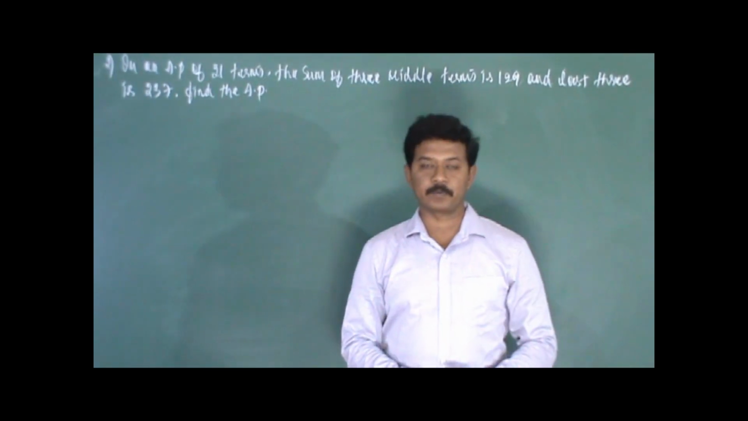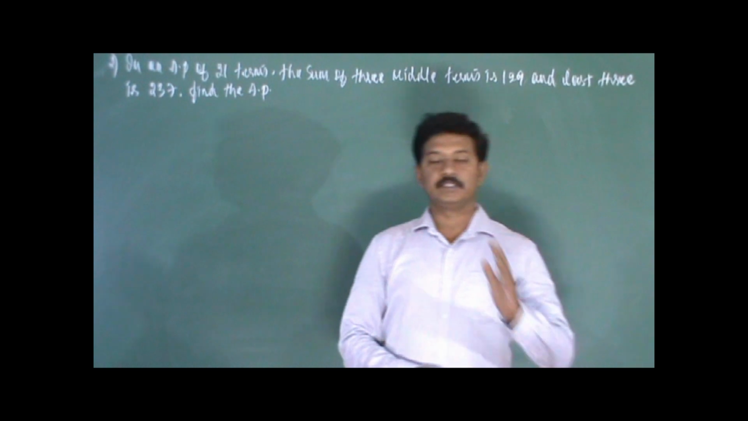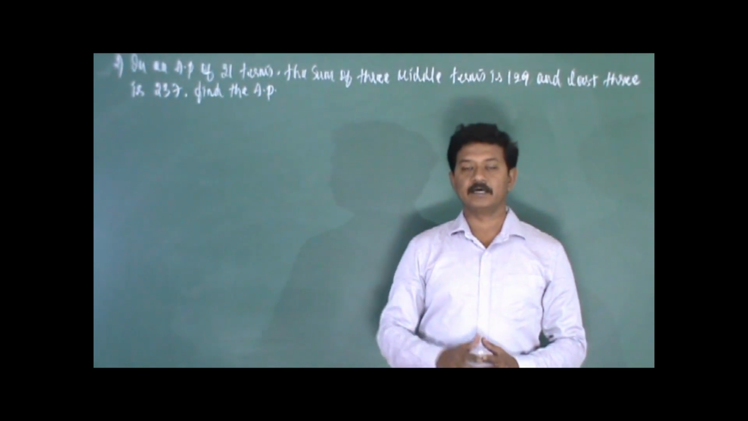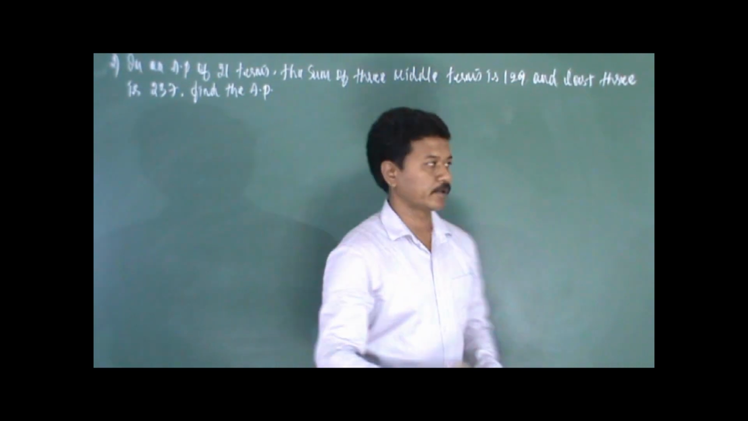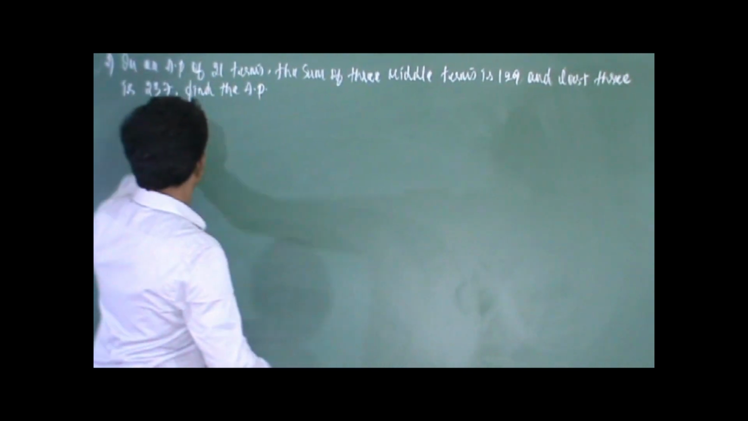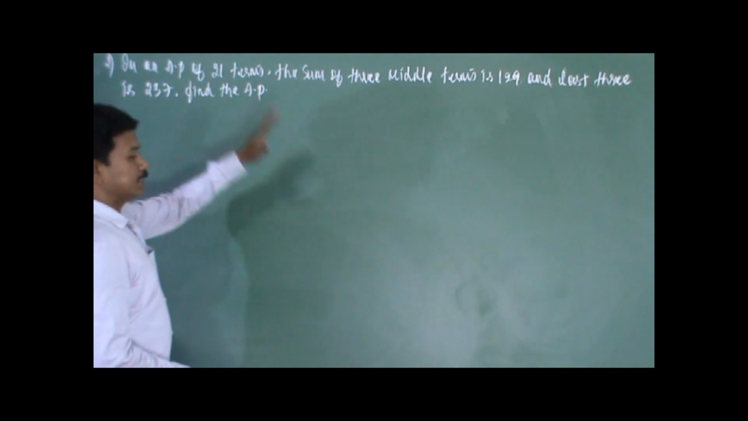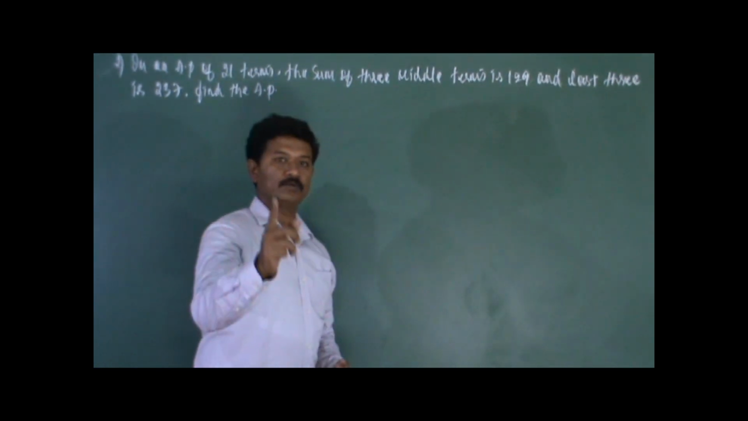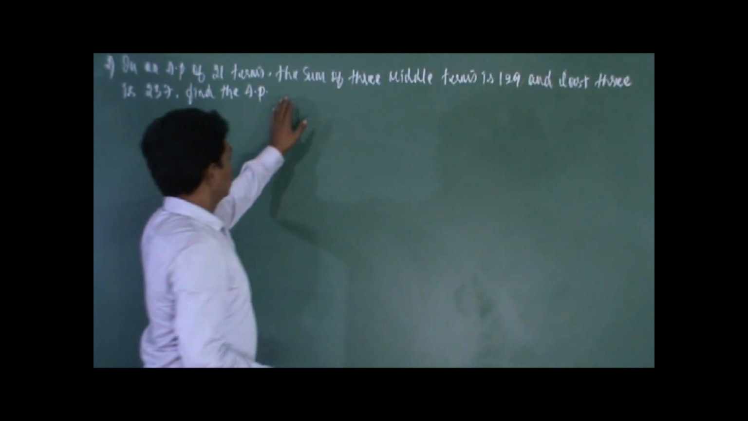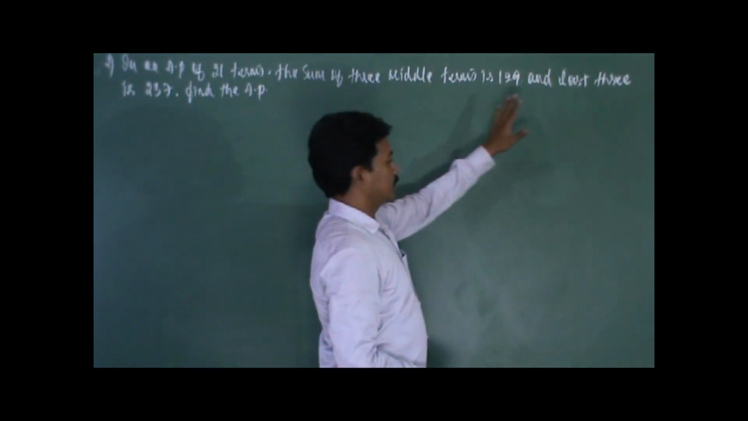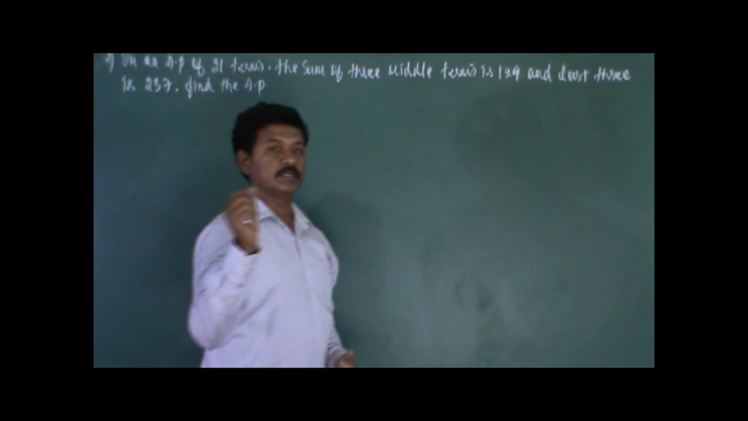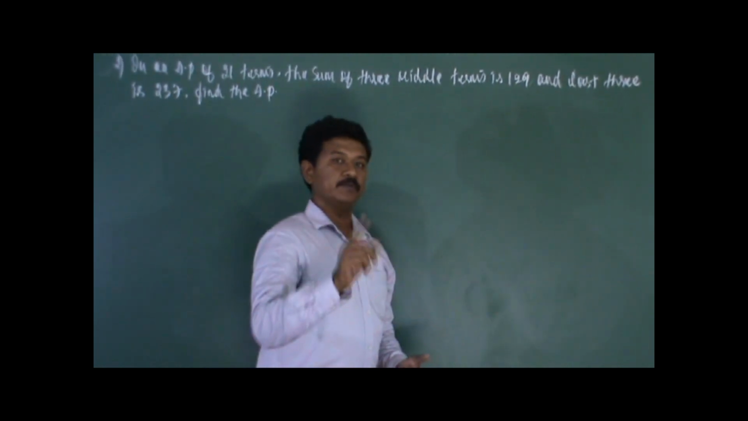Okay, we go with the next problem on arithmetic progressions, which is very important. You have to first understand the data behind it and then we will proceed with the problem. So here, in an AP of 21 terms, we can consider this as n is equal to 21, and the sum of the 3 middle terms is 129. So your selection of the 3 middle terms in the total of 21 terms is very important.